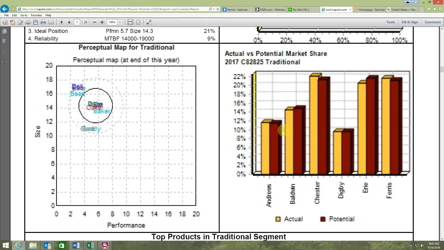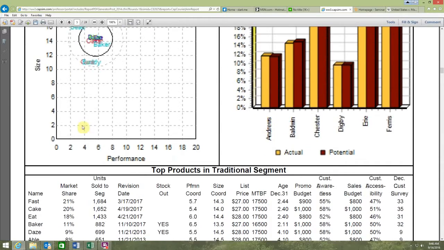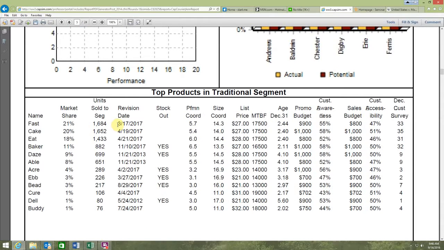And I'll ask some questions in homework that'll have a lot to do with this as we go along. But actual versus potential, and I talk about money being left on the table. Everybody's pretty even here, so there's no money really left on the table. Everybody sold about what their potential was, but it's interesting that Chester had great potential here in the traditional segment, as did Erie and Ferris, and Digby not so much, half. Okay, and again, watching this might help us sometimes understand what a team's doing for its strategy.